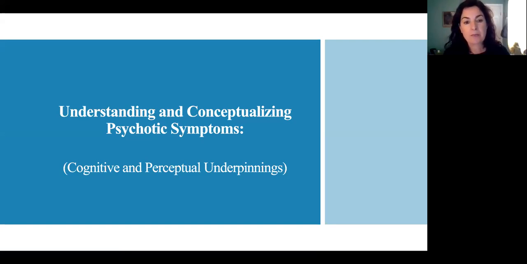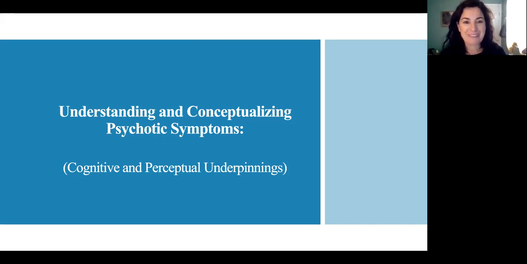So I'm going to be talking about these cognitive and perceptual underpinnings. What we mean by that is the thought processes that research has found in terms of how a person with schizophrenia thinks in a broad way. Same with their perceptions, meaning the way that they literally see the world. And we'll talk more about what that means. So this is a key thing for your foundation in understanding CBT for psychosis.